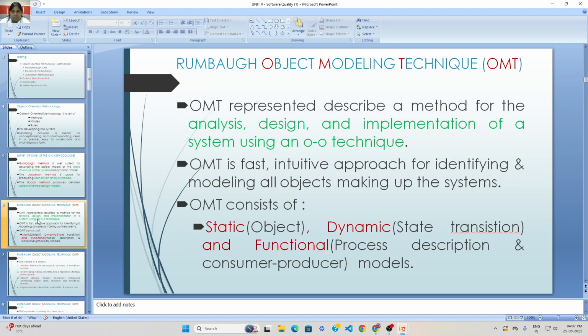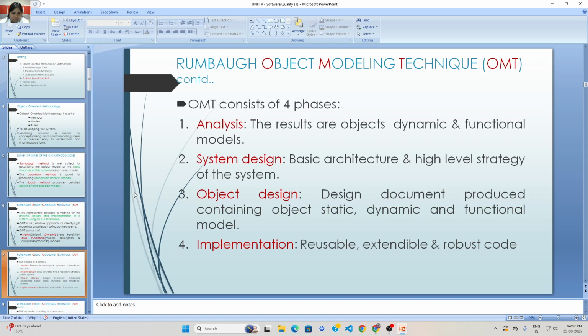So the first one is the Rambach object modeling technique. It is used to describe the method for analysis, design, and implementation of a system using object-oriented technique, and it is a fast and iterative approach for identifying and modeling the objects. It consists of static and dynamic functional processes. It consists of four phases: first analysis, second system design, third object design, and the fourth implementation.